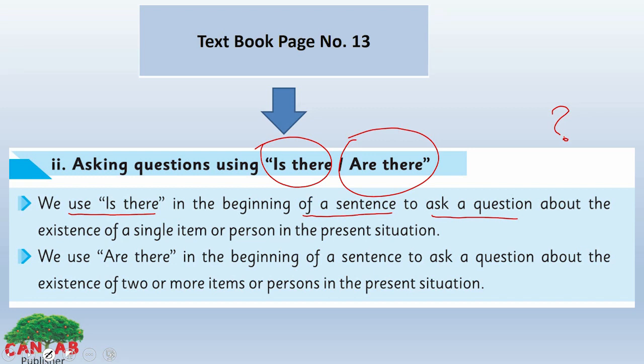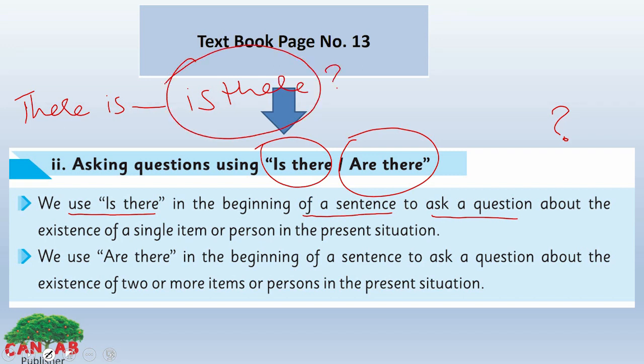When we ask about the existence of a single item or person in the present situation, we will swap both of these from there is to is there, because here we are asking a question. We are asking about the existence of an item. If it's there, is there, presently there. Let me give you an example. Is there a mouse in the kitchen?